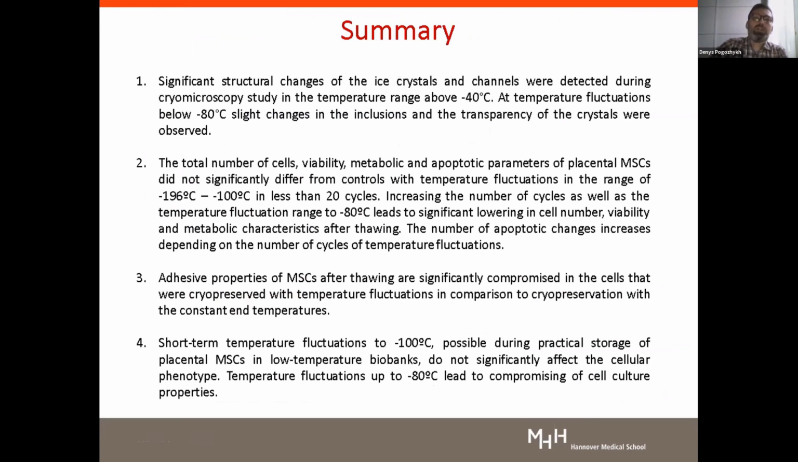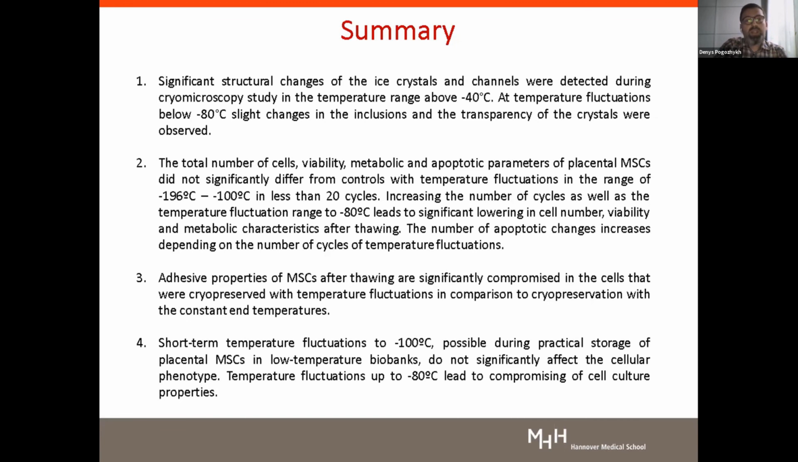So we see significant changes in the ice crystals and channels during cryo-microscopic studies in the range above -40, and with temperature fluctuations below -80, there are very slight changes in inclusions and in transparency of the ice crystals, but not so obvious as at the high temperatures. But the total number of cells, viability, and metabolic and apoptotic parameters did not significantly differ from controls with temperature fluctuations in the range of -90 to -100 in less than 20 cycles. But when we increase, as I already talked, the number of cycles as well as the range, it leads to significant lowering of the number of cells. And also adhesive properties are compromised, and this has to be considered during practical biobanking.